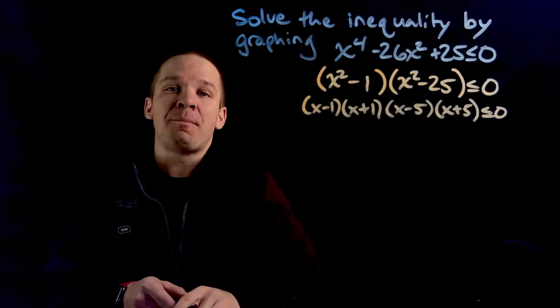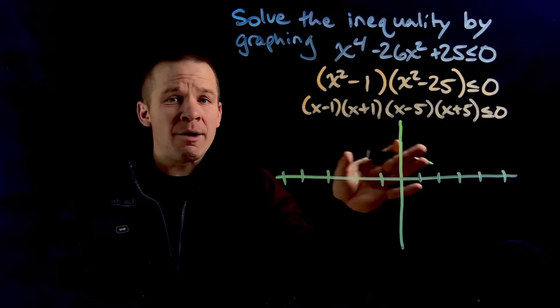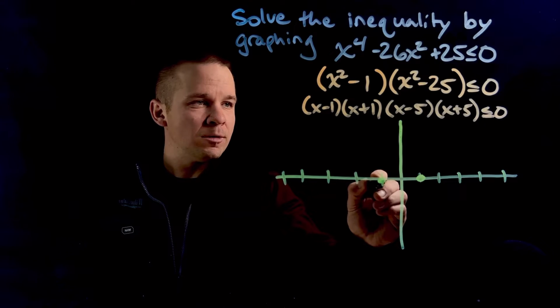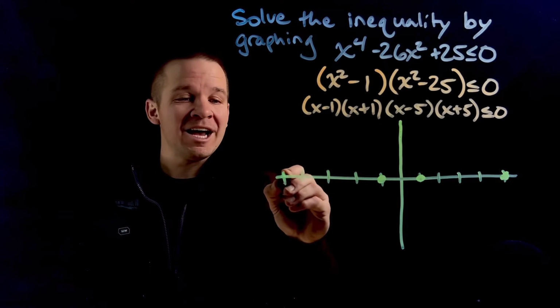All right, let's draw up a graph. Now I can plot all my zeros. Here I'm going to get positive 1. Here I'm going to get negative 1. Here I'm going to get positive 5. And over here I will get negative 5.